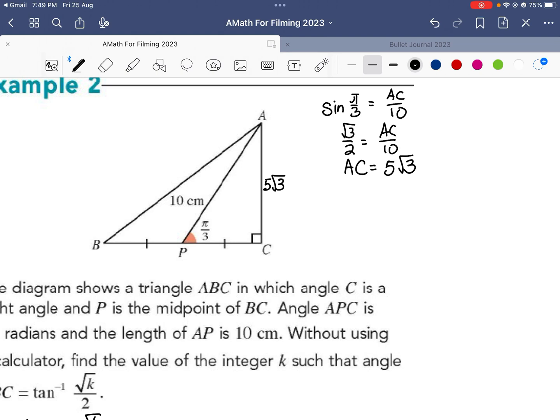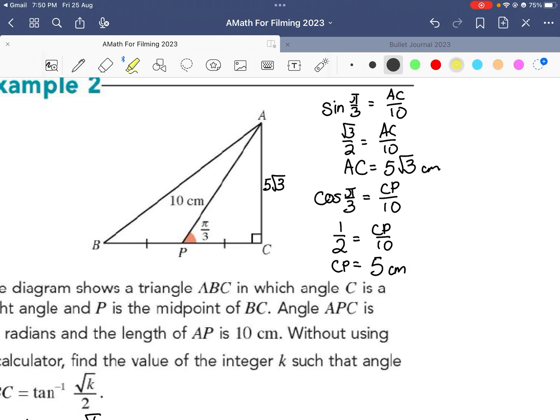Similarly, we're going to need another length, and the length that we'll need is PC itself. So PC, in reference to this 60 degrees or pi over 3, this is adjacent, this is hypotenuse. Hence, what I can say is cosine of pi over 3 is adjacent over hypotenuse. Now, cosine of 60 degrees, you should be able to write down that this value is equal to half, equal to CP over 10. Hence, CP value is 10 times half, it is 5 cm.